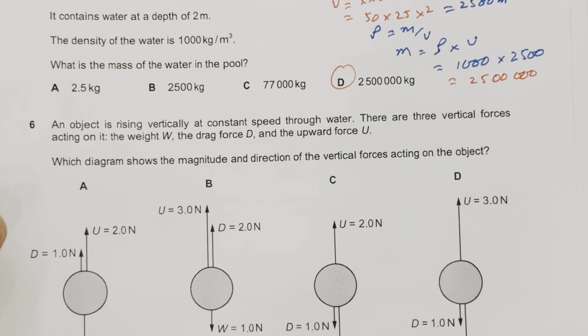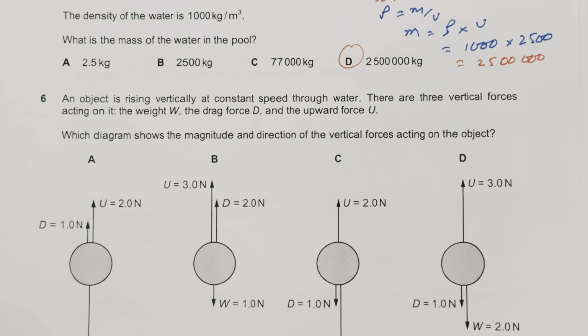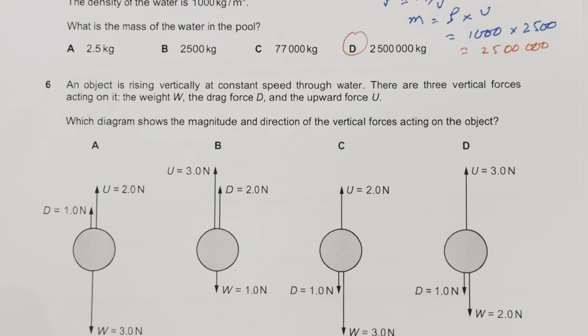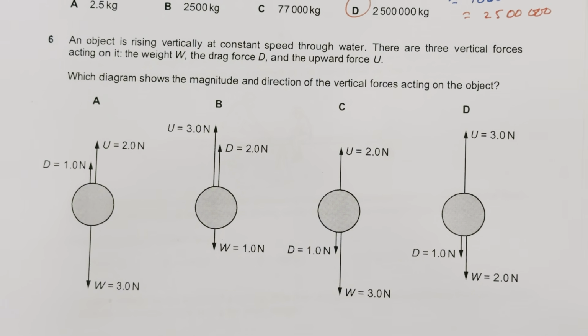Question number 6 is that an object is rising at constant speed through water. There are three vertical forces acting on it: the weight W, the drag force D, and the upward force. Which diagram shows the magnitude and direction of the vertical forces acting on the object?